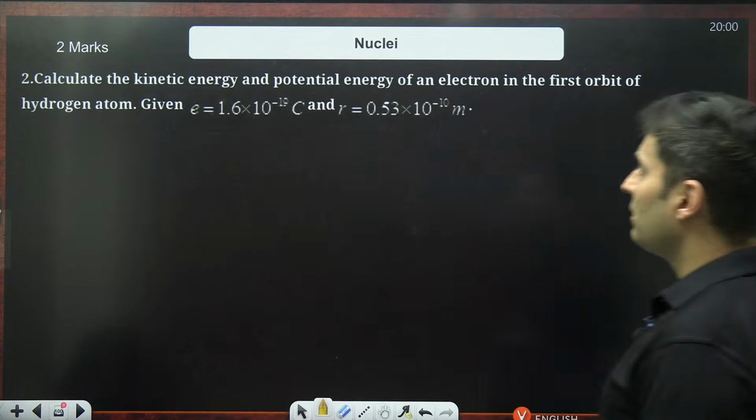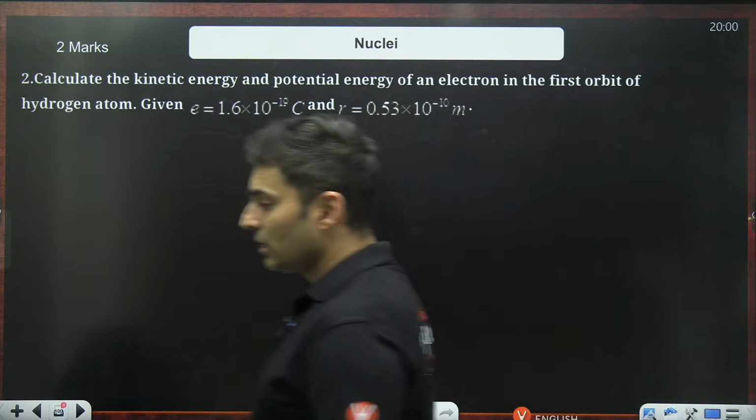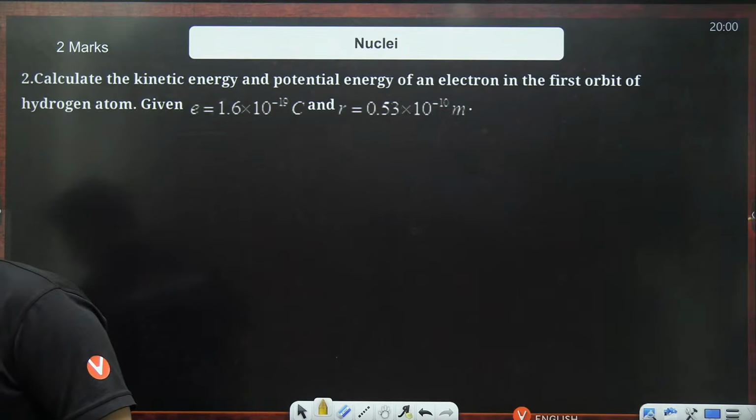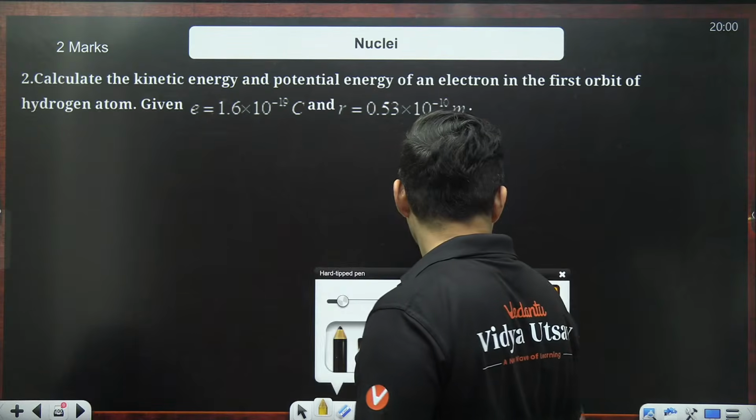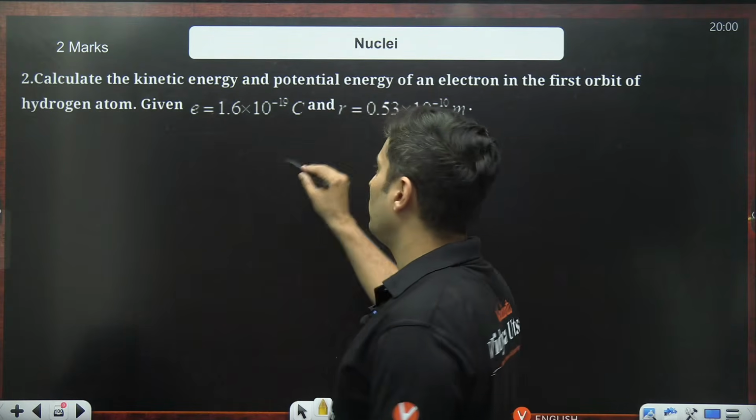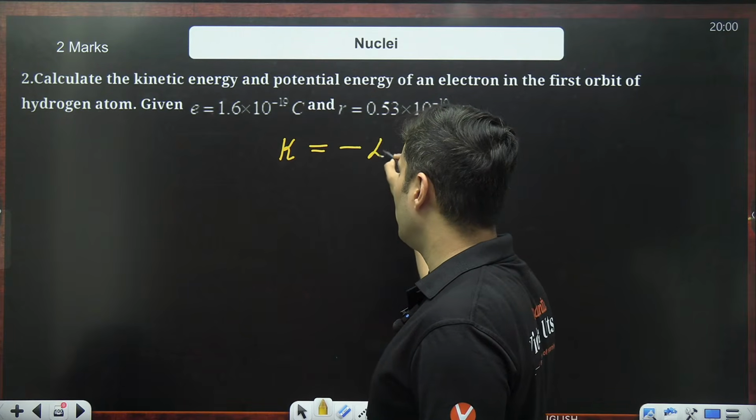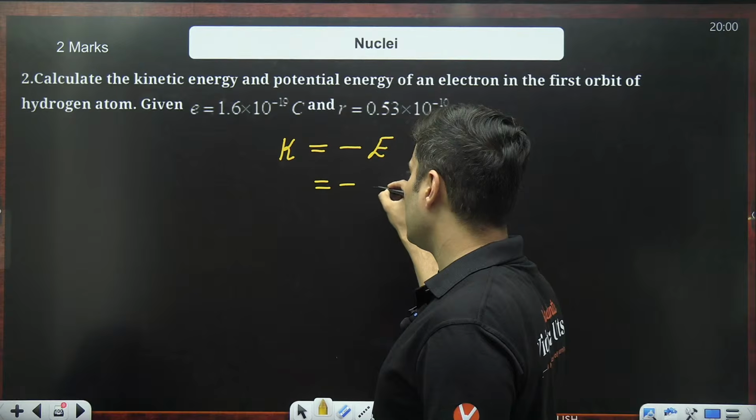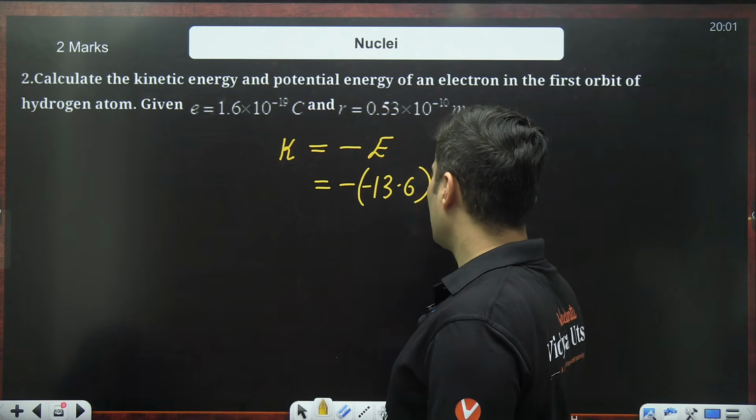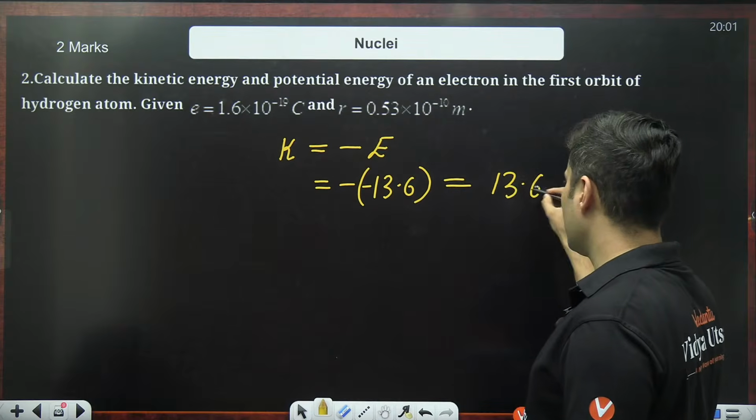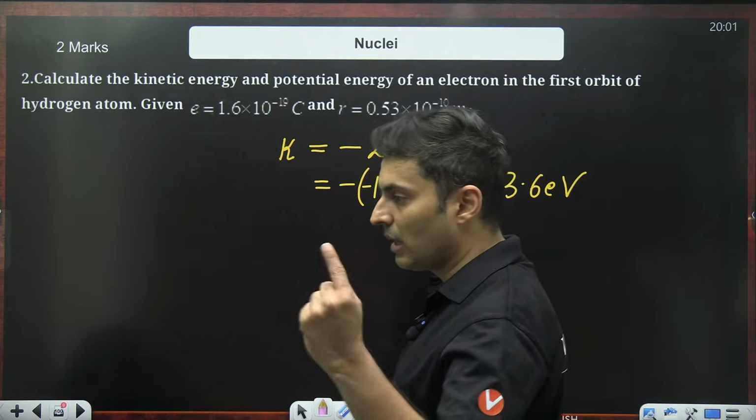Calculate the kinetic energy and potential energy of an electron in the first orbit of hydrogen atom, guys. Come on, laddu question. Everyone. What is the kinetic and potential energy? Now, kinetic energy is negative of total energy. So, total energy is minus 13.6 electron volt. So, kinetic energy is 13.6 electron volt. Okay, for first orbit, ground state.